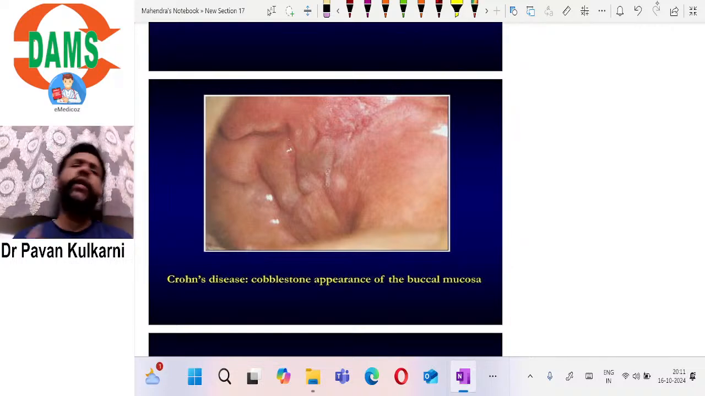So we are not going into details of the intestinal manifestations, but the important oral manifestation. See the image, how it looks. All of us have seen cobblestone, right? So the oral buccal mucosa becomes like a cobblestone. That is known as cobblestone appearance of the buccal mucosa. So in Crohn's disease, you will see cobblestone appearance of the buccal mucosa.